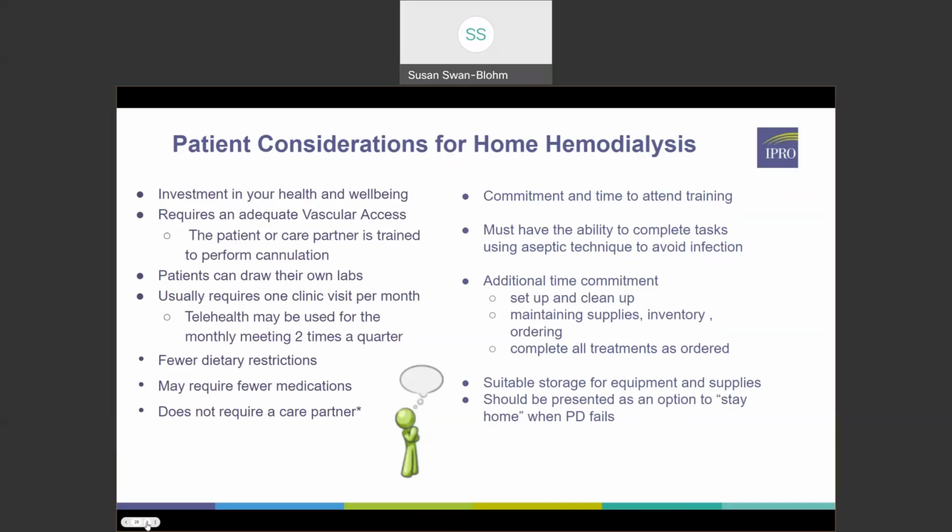Additional considerations include the patient and/or caregiver must commit time to attending training and have the ability to follow the procedures to avoid complications and infections. The patients will need additional time to set up and clean up daily treatments and time to maintain supplies, including inventory and ordering. The patient will need to have space for equipment and supply storage. To help alleviate limited storage space, supply deliveries can be scheduled more frequently.